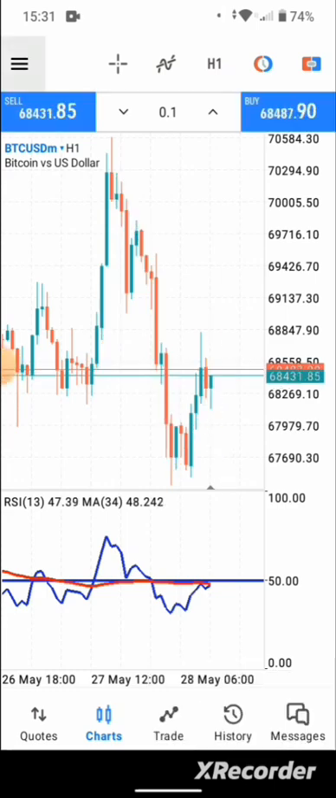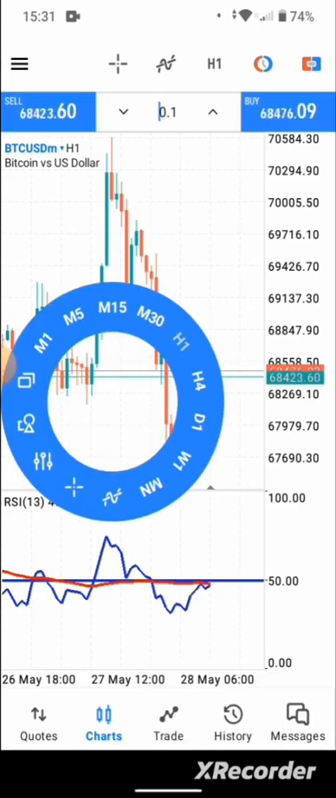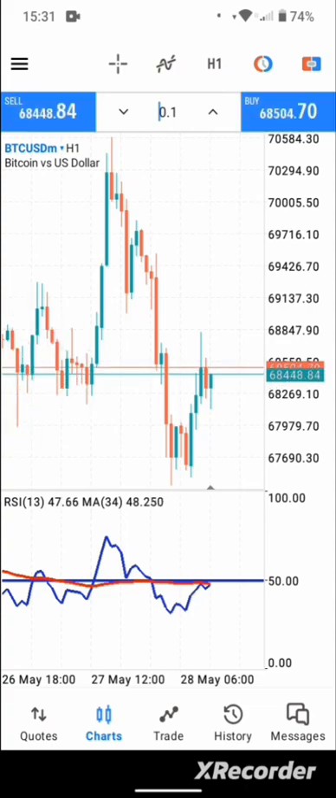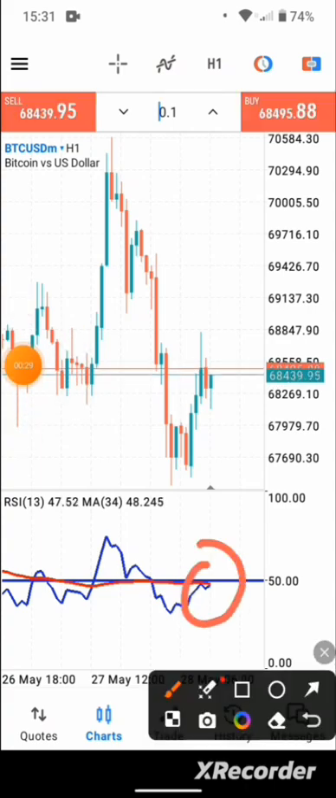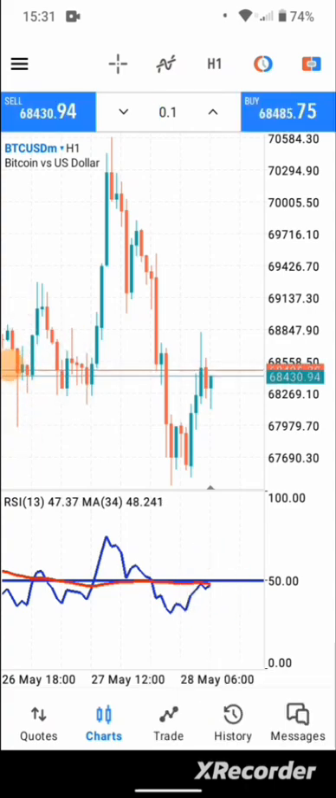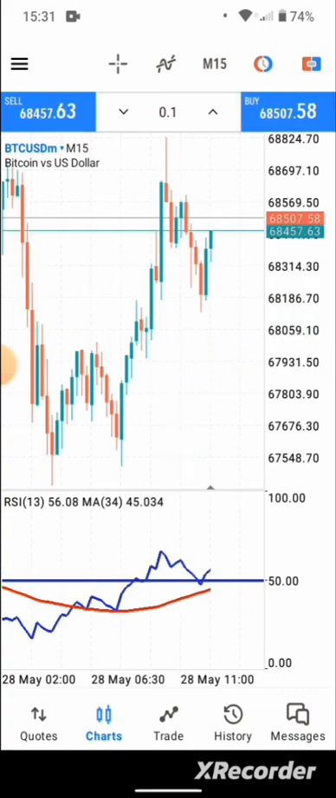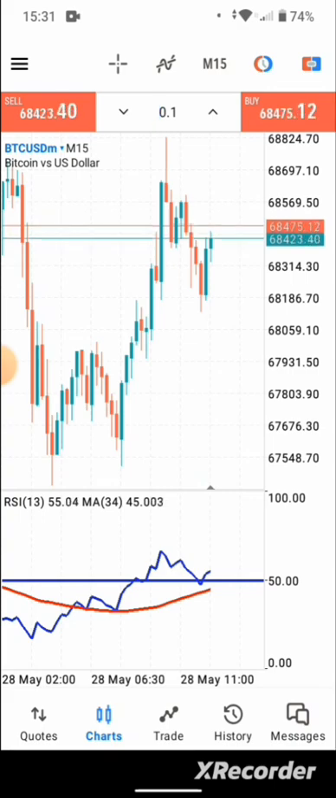As we are currently seeing from the moving average and the RSI, the RSI is below the 34 moving average. So let's go to the lower time frame and see what is happening. There is a crossover on the 15-minute time frame.